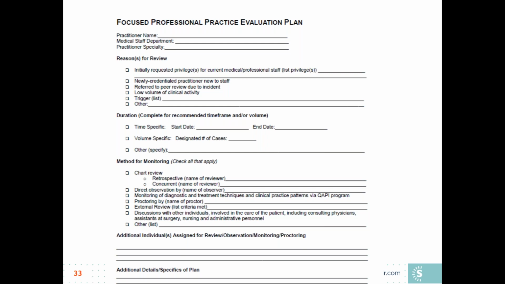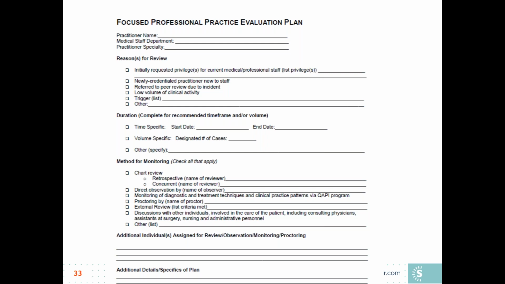Now, I have in your documents a sample focused professional practice evaluation plan that's included in there, and there's also a policy and procedure. So this is the type of form that could be filled out for somebody brand new starting on your staff. Your medical staff credentials committee or your department chair may look at this and say, all right, fill this form out. Initially requested privilege for a current medical staff member or a newly credentialed practitioner to the staff. You check off what's appropriate.